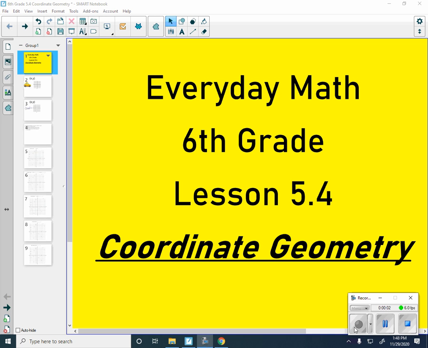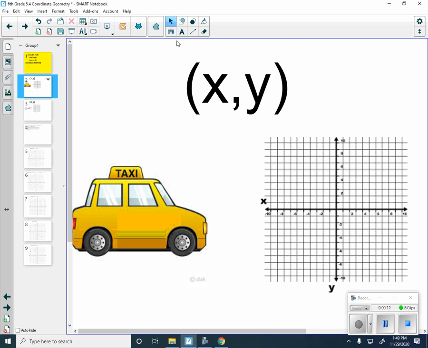Hello, sixth graders. Today we're going to be working with coordinates and geometry. So we're going to combine them both onto a coordinate grid. Let's take a look here, just a little refresher. Here's an ordered pair. You have your x and you have your y. X comes first, y comes second, just like in the alphabet.